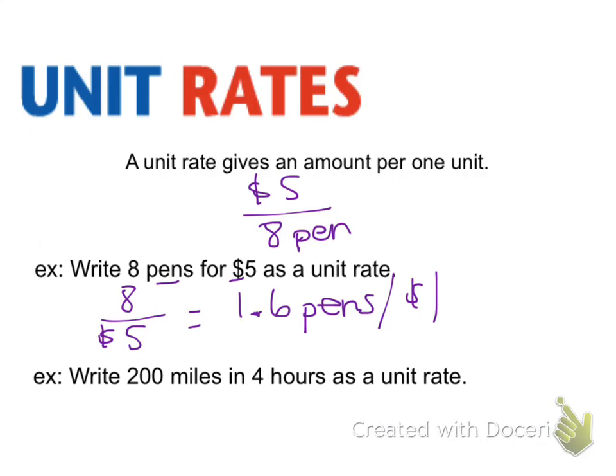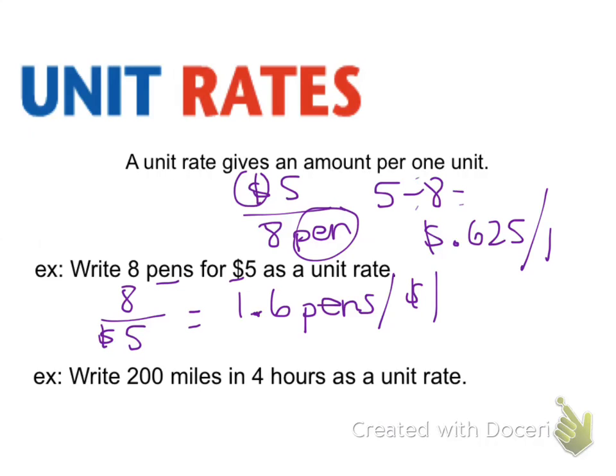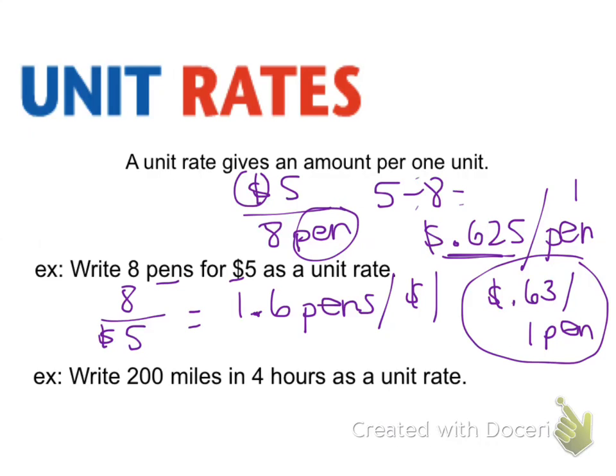What if you did this division problem? 5 divided by 8. Then you'd get 0.625. How would I label that? Money divided by pens, so this would be money per 1 pen. And then money you always want to round to the nearest cent, so it actually would be 63 cents per 1 pen. Both of these are acceptable. I would probably go with the first one right here, because that's how it originally was written. But if you're like, I just kind of want to know how much it would be per pen, because that makes more sense, then that would be it.